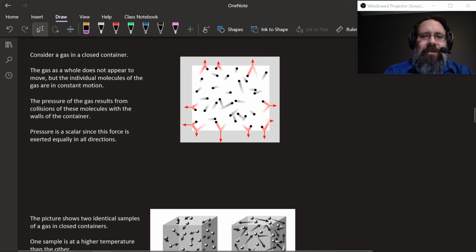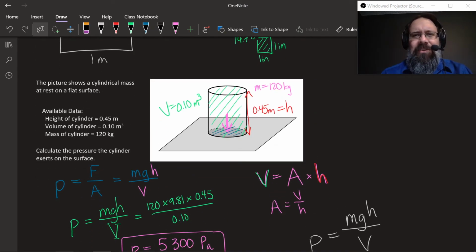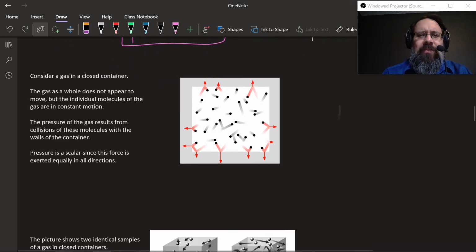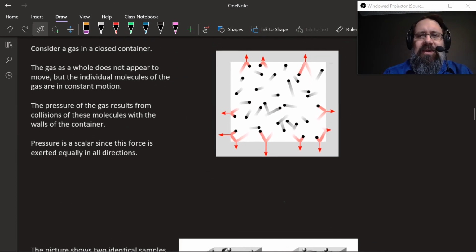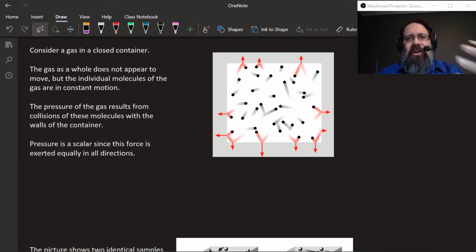All right, well, we usually don't look at cylinders on the surface when we talk about pressure. We really want to talk about the pressure of a gas in a closed container. So how does the pressure of a gas relate to this? Like, how could force over an area be significant if we want to study a gas? What's the relevance here?